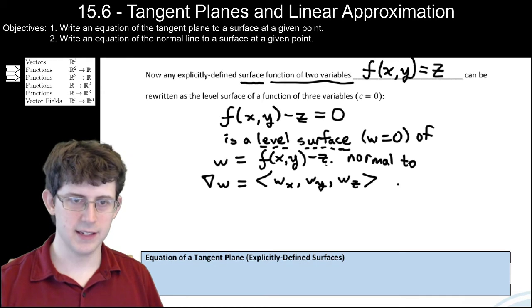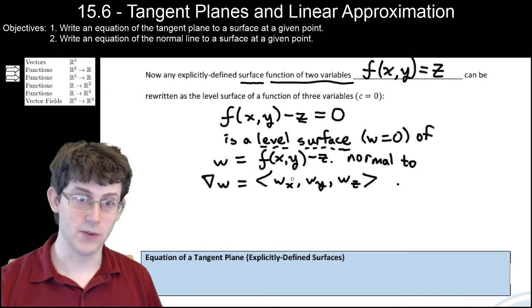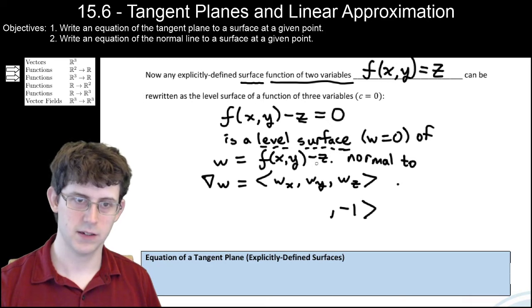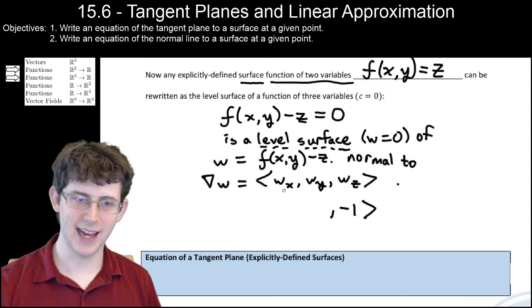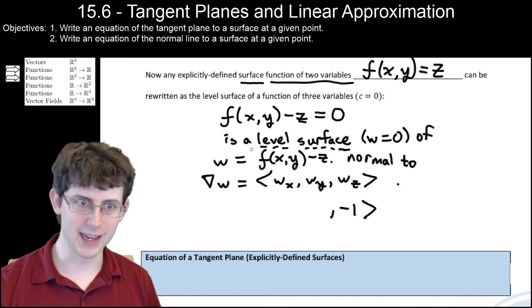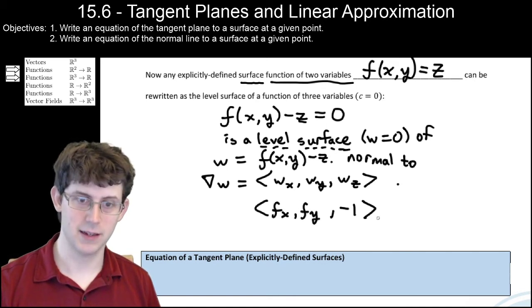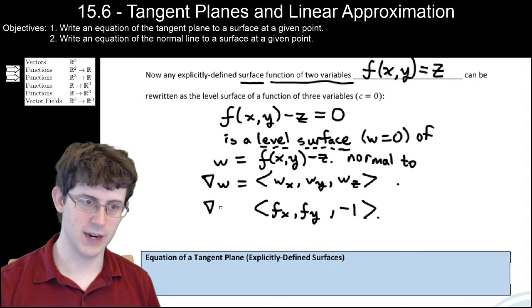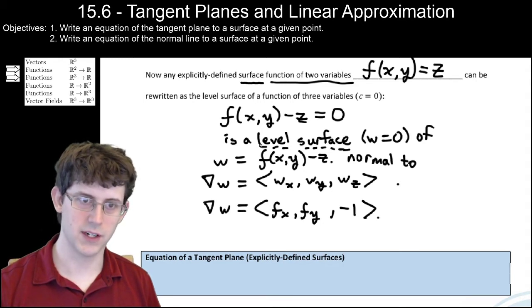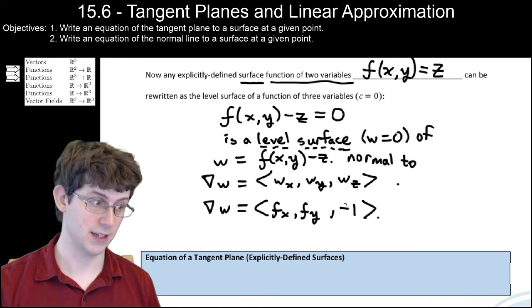If you take the z partial derivative of this function, you always get minus 1. So there's no z's in this first part. But when you take the x and y partial derivatives of this function, the z part doesn't come into play, and you're just working with x. So you get fx, fy, minus 1. So this is the gradient of this new function of 3 variables that we introduced.